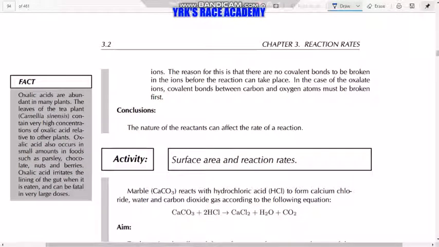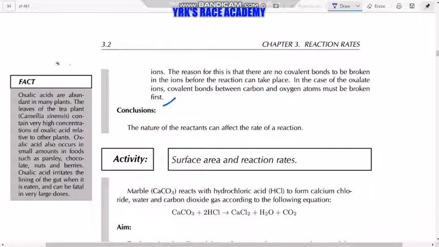The reason for this is that no chemical bonds are present, only ions, so no bonds need to be broken. That's why the reaction takes place rapidly. In the case of oxalate ions, the covalent bonds between the carbon and oxygen atoms must be broken, which takes longer. That is the reason why the reaction happened slowly.